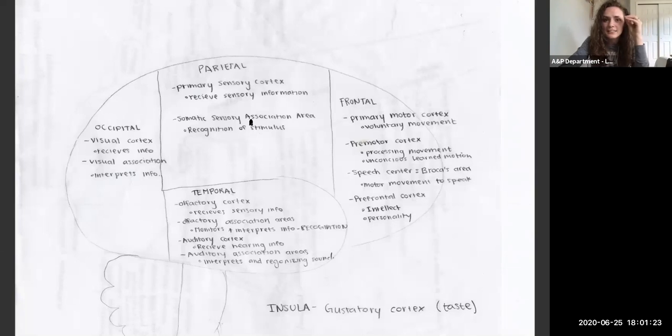It recognizes the stimulus. Then your cortex takes that recognized stimulus and decides what to do with it.